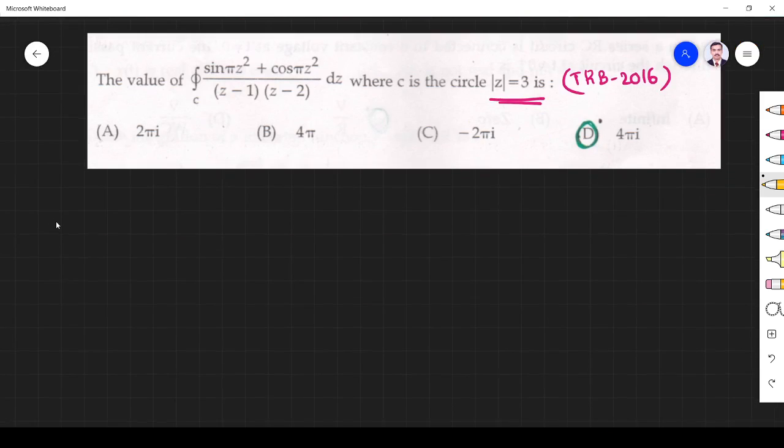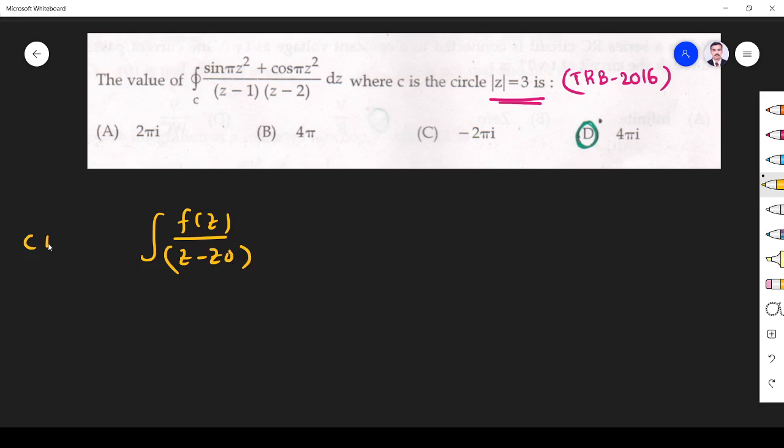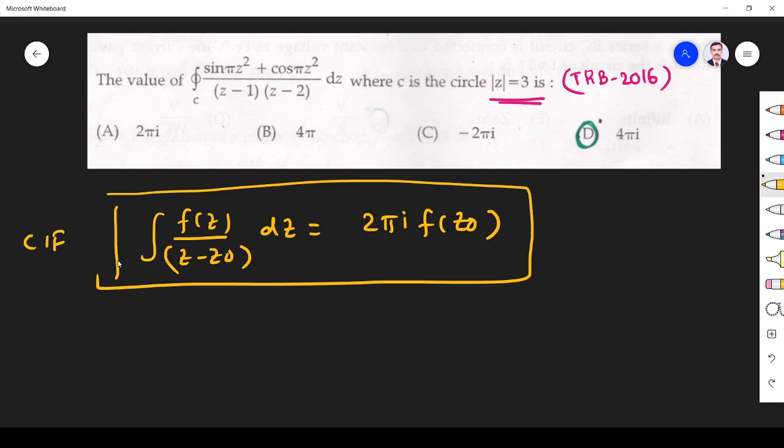For power 1, what is Cauchy's integral formula? It is simple: the integral of f of z divided by (z minus z naught) dz is equal to 2 pi I into f of z naught. So this is for power 1. Power 2 also you have to remember; for power 3 or power 4 you use the general formula. Now I have to compare these two equations, but here I should have only z minus z naught, with no multiplication. So I want to split this denominator. How can I split it? Take partial fractions.